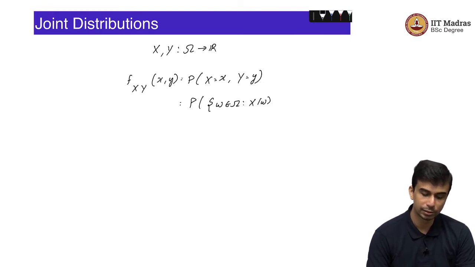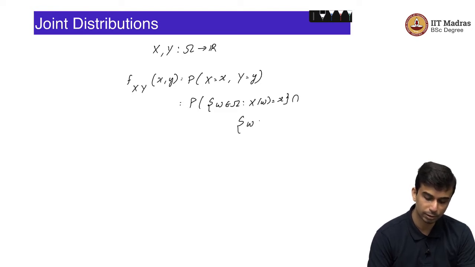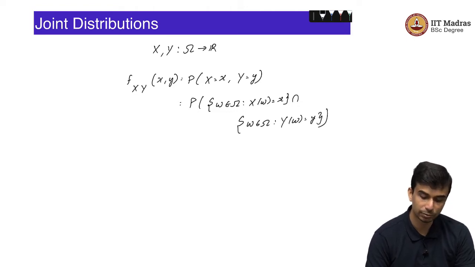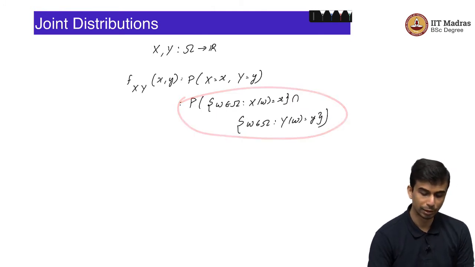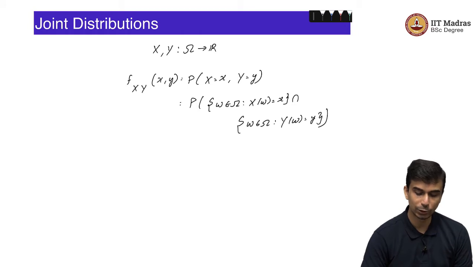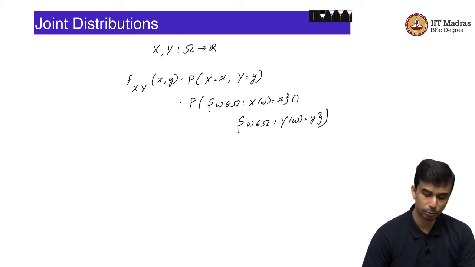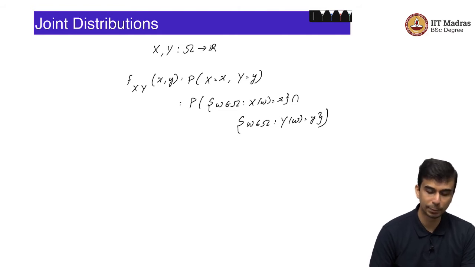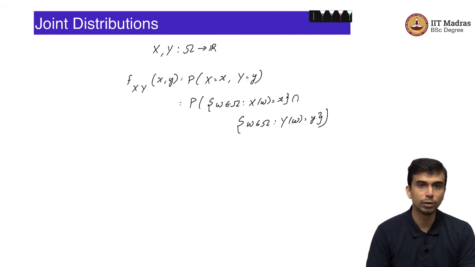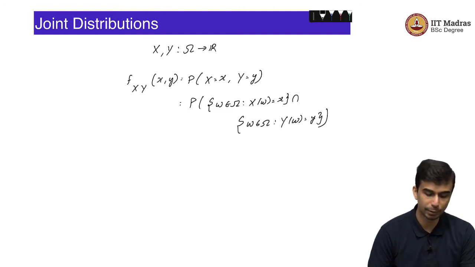In terms of events, this means the probability of the set of omega in the sample space such that X of omega equal to x, intersected with the set of omega in omega such that Y of omega equal to y. As this is a valid event and this is a valid event, the intersection of events is also a valid event, and so the probability of this is a valid probability measure. So, that is what we mean by probability of X equal to x and Y equal to y. This generalizes the probability mass function to multiple random variables. Easily it also generalizes to 3 or 4 or 5 or any number of random variables.